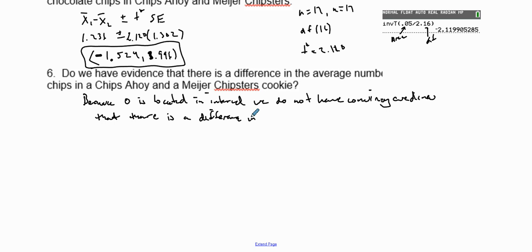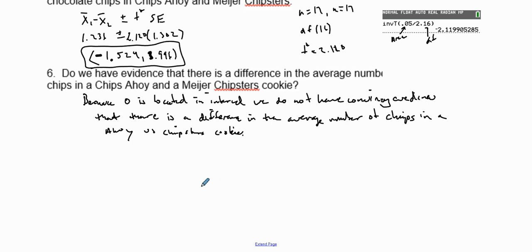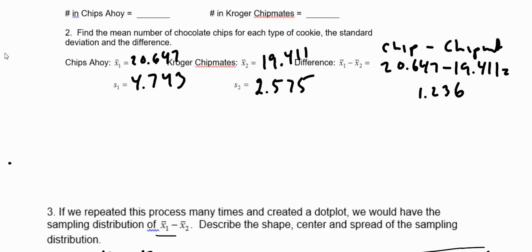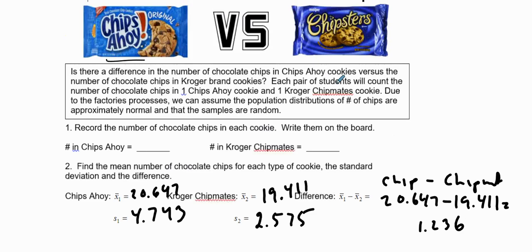in the average number of chips in a Chips Ahoy versus Chips Deluxe cookie. And that's what we would say, because 0 is located right in the middle of that. Okay, well, that's what I found with mine. So there really is no difference between the name brand versus another generic brand, as they would say. And so it matters how you want to spend your money.